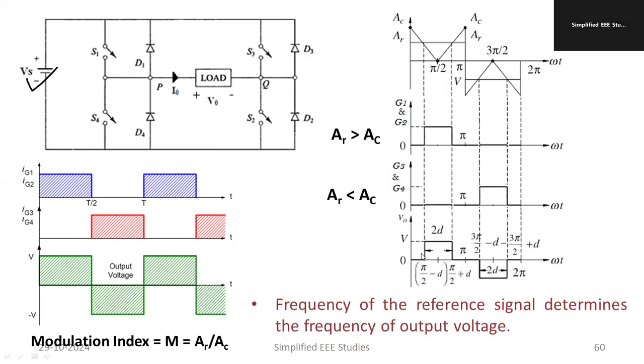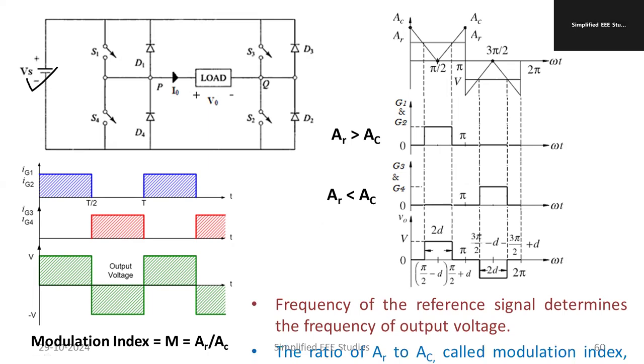Ultimately, the output voltage will be like this. If you control AC, in the sense reference signal, sorry, carrier signal, you can control the width. If you control the width, the output voltage can be easily controlled. So the frequency of the reference signal determines the frequency of the output voltage. If you want to control the frequency, you have to adjust the reference signal.